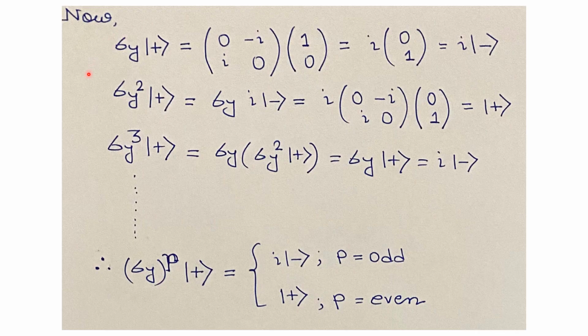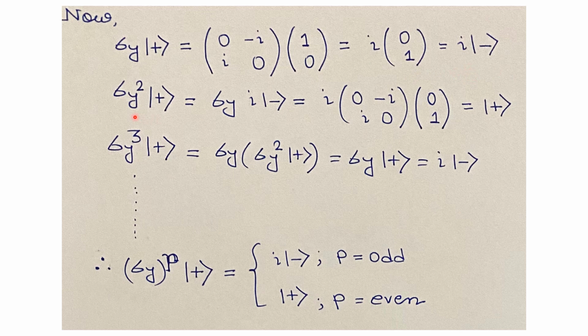In the last slide we have seen that in the expansion of the exponential term we have multiple terms containing sigma y, sigma y square, sigma y cube and so on. So we will see how these operators sigma y, sigma y square and so on act on the plus state, and we will use that in our final result. Sigma y acting on the plus state will give the matrix sigma y, 0 minus I, I 0, times this up spin state, that is plus state, 1 0. After multiplication we will get I times 0 1, that is the down spin state, the minus state. So it will give I times the minus state.